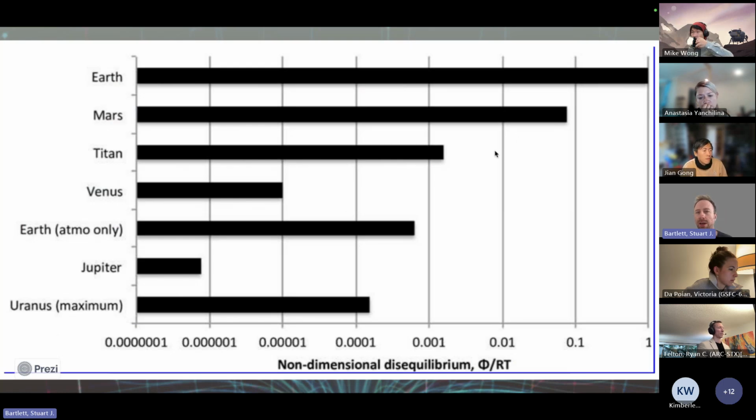And when you apply that analysis to the solar system, you of course find that Earth is significantly higher than the other planets. Our sister planet Mars comes in second, Titan pretty high. So these are sort of encouraging results. It's sort of in line with our astrobiological target list.